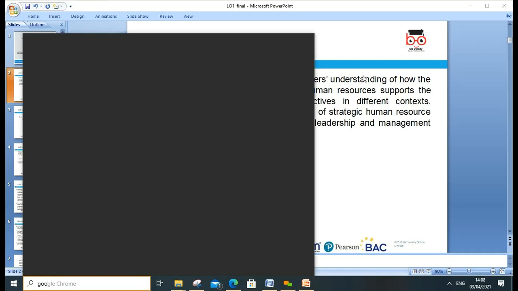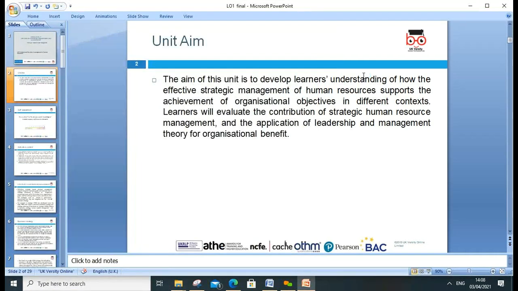and the aim of this unit, which I already included in the slides as well, is to develop learner understanding of how effectively strategic human resource management supports the achievement of the organization's objective. That means the end result, what we really want to achieve as an organization. A lot of companies' objective can be profit maximization, but they never say they are in the business to earn profit. Normally they say they are in the business to serve, or shareholder wealth maximization. That's the key objective in any organization, or most organizations.